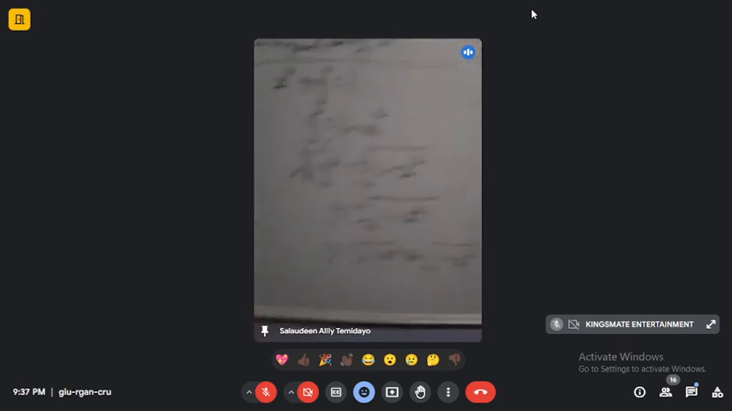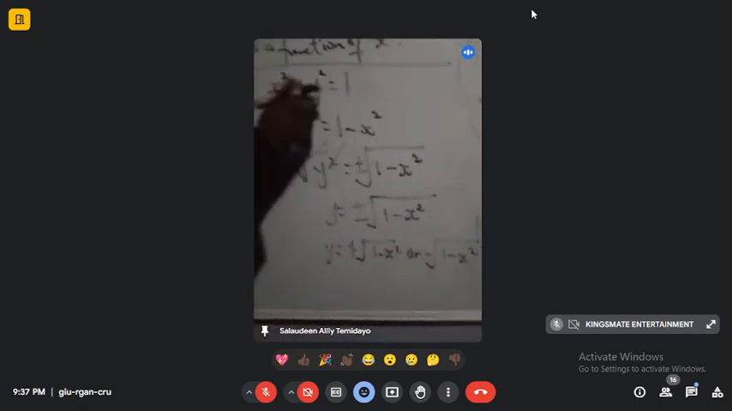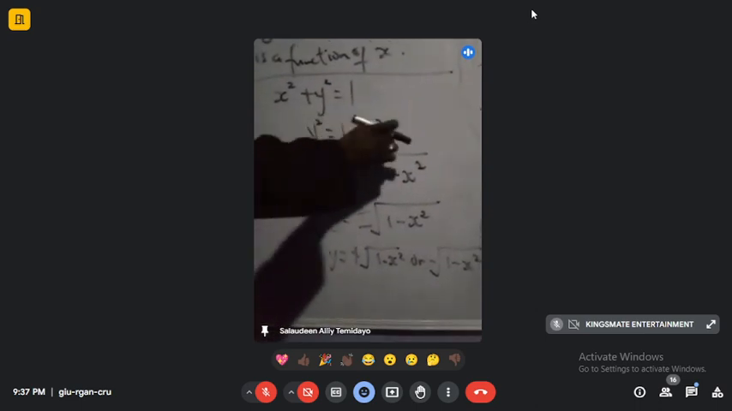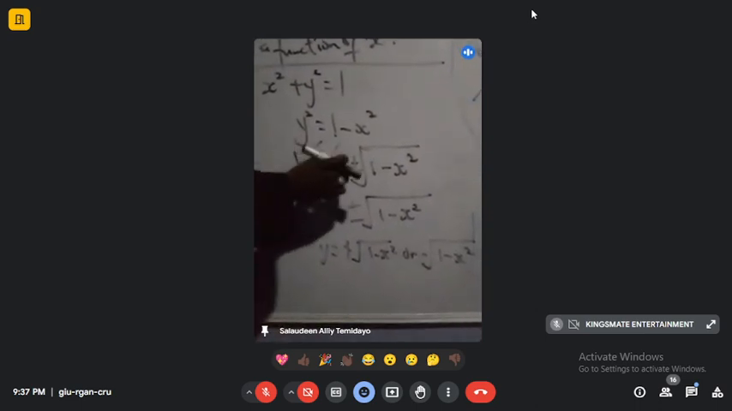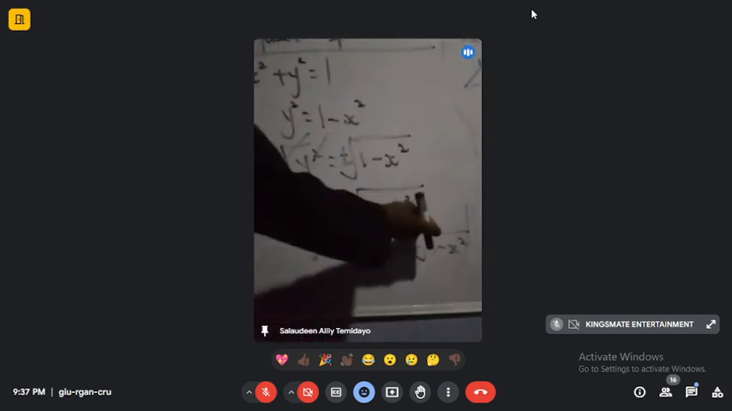So two different values of y makes y not a function of x. This is what we treated several times before. x squared plus y squared equals 1. So make y squared the subject now. y squared equals 1 minus x squared. So take the square root of both sides. The square root of y squared equals plus or minus the square root of this. So y equals plus or minus the square root of this.